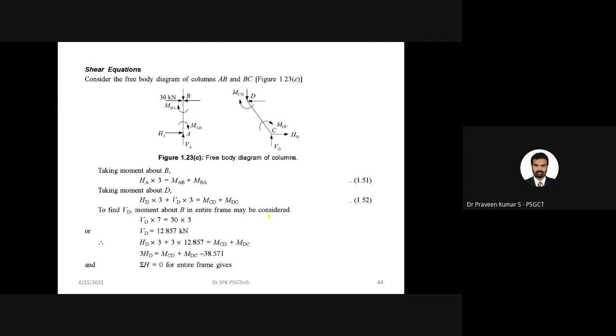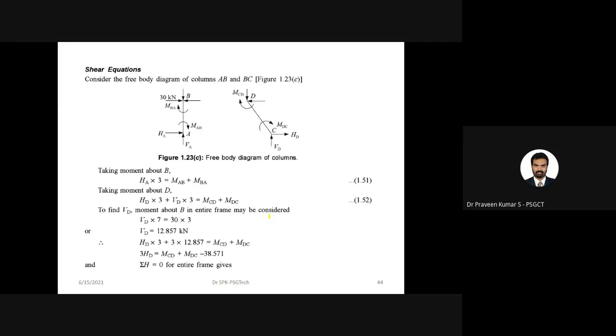So now to find your VD value, we take the moment about B for the entire frame, and we will be getting the final value as 3HD equal to MCD plus MDC minus 38.57.